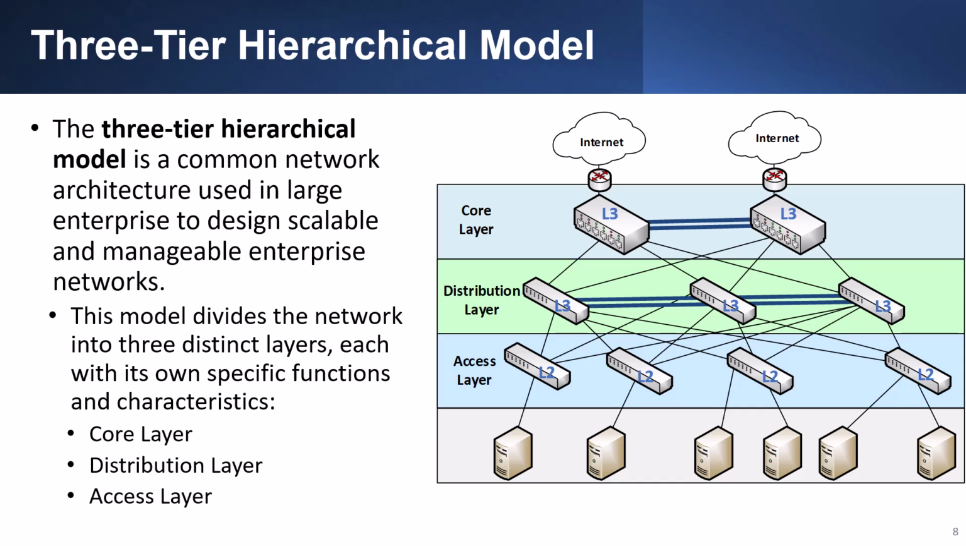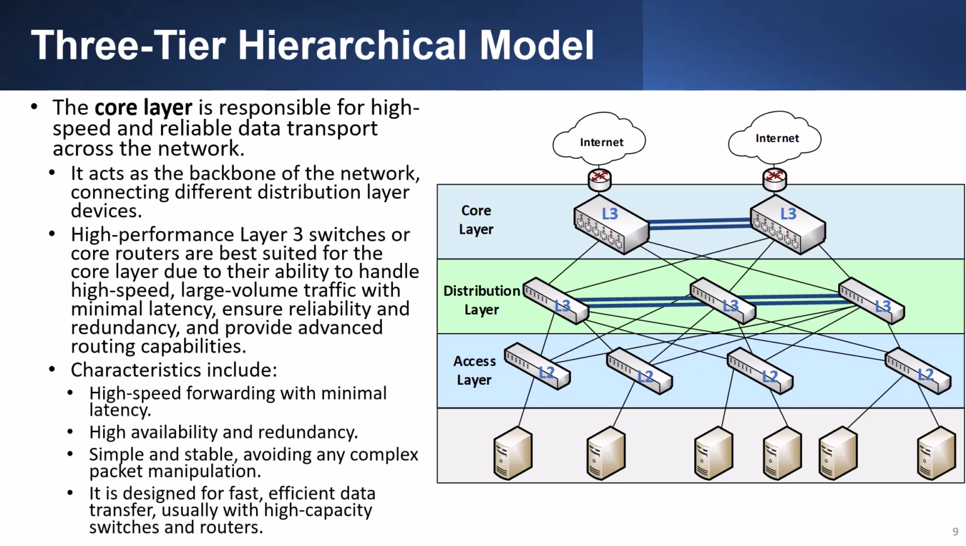The 3-tier hierarchy model is a common network architecture used in large enterprises to design scalable and manageable enterprise networks. This model divides the network into 3 distinct layers, each with its own specific functions and characteristics. The layers include the core layer, distribution layer, and access layer.